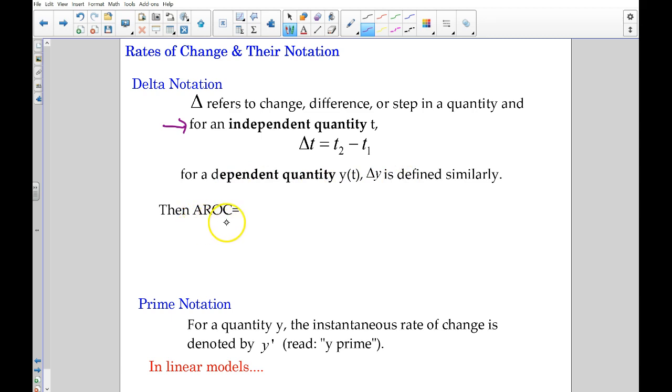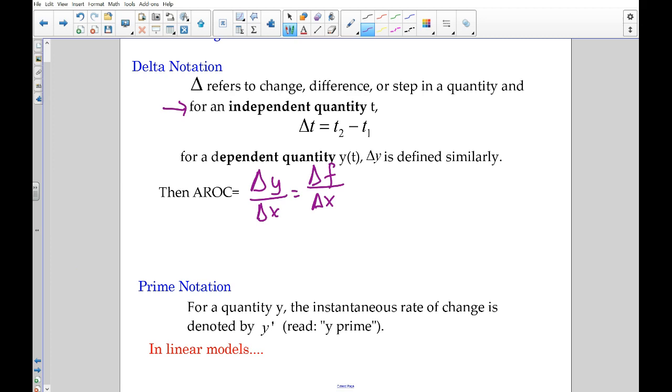So if we look at average rate of change, we would say that it's the change in y over the change in x. And adapting this to the formula that we had on the previous page, we still had delta x on the bottom, but the numerator we could write as delta f. And again, delta all it means is change, so we have to have some time or some interval associated with all this. And so prime notation is the other type of notation.